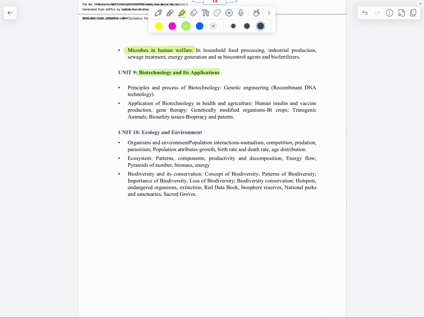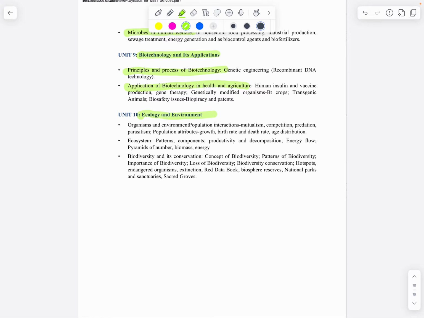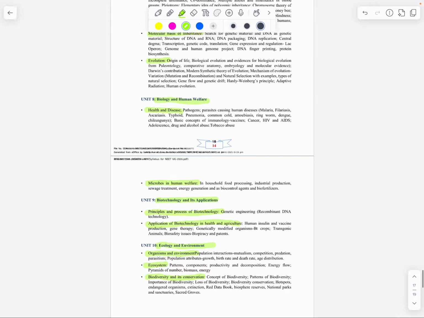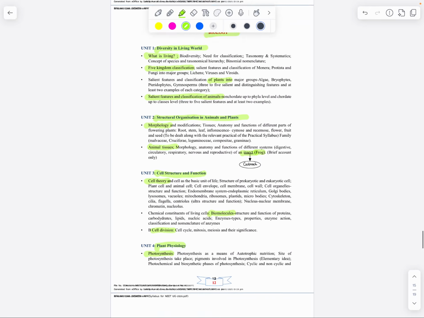Next unit is biotechnology and its applications. The first chapter is principles and process of biotechnology and the second chapter is applications of biotechnology. The last unit is ecology. The first chapter is organisms and environment, second is ecosystem, and the third is biodiversity and its conservation. So these are the chapters included in the biology section.